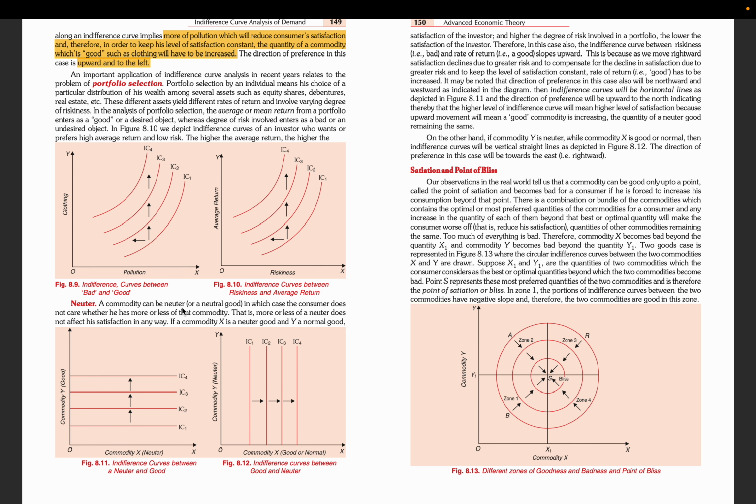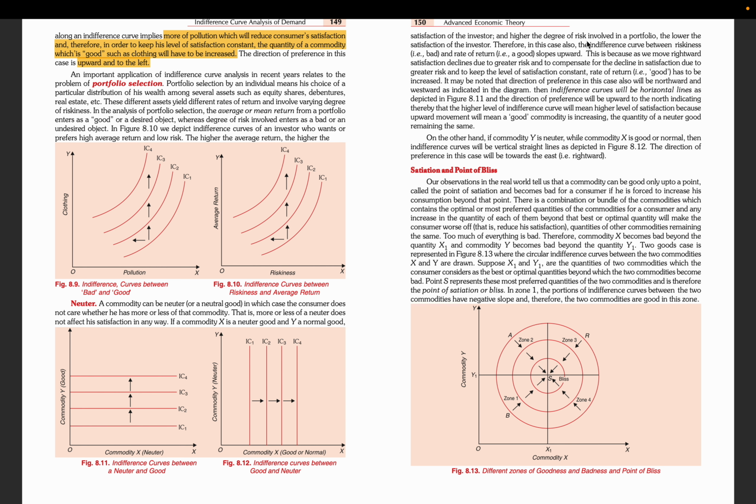One commodity can be a neuter or neutral good, in which case the consumer does not care whether he has more or less of that commodity. So he is basically indifferent about how much of that commodity he is going to have. That is, more or less of a neuter does not affect the satisfaction in any way, because it's a neutral, right? It's neither a good nor a bad, so more or less of it is basically not mattering to the consumer at all. If a commodity X is a neuter good and Y is a normal good, X is a neuter, Y is a good, so you would want more and more of Y, but you are just indifferent between the amount of commodity X that you want.